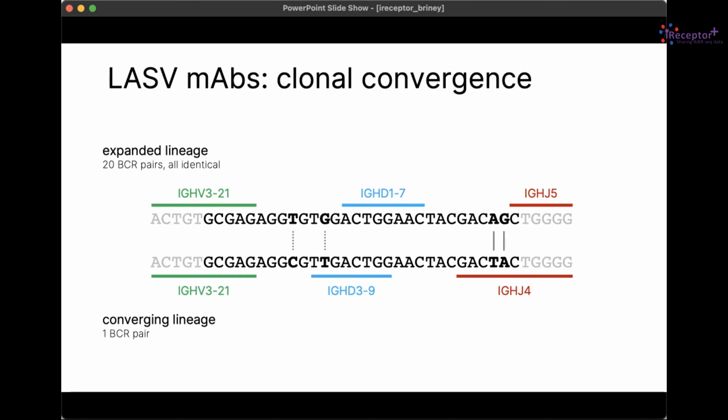This is, of course, an extreme case. The dashed lines here are synonymous changes. So the CDR3 is identical except for one amino acid. In that case, I don't know if there are any methods that would exclude these as not being clonally related because they're so similar. But yes, we do think there is potential for convergent lineages, or mistakenly identified convergent lineages, as well.